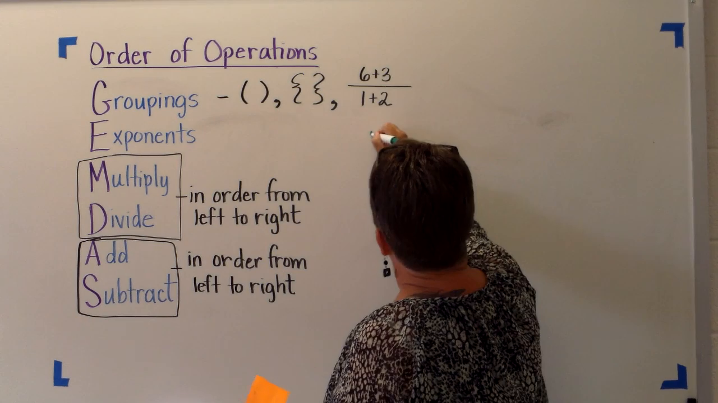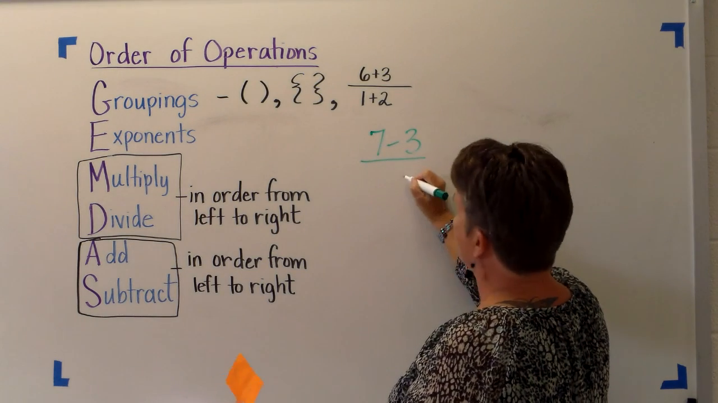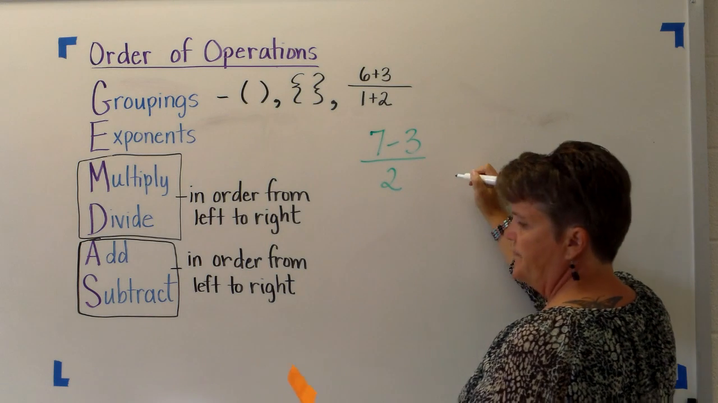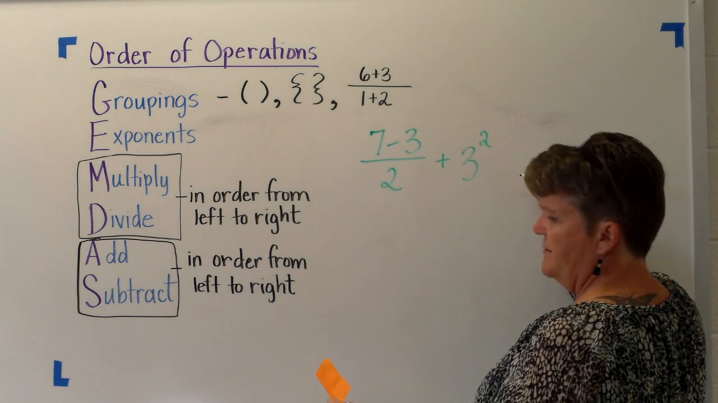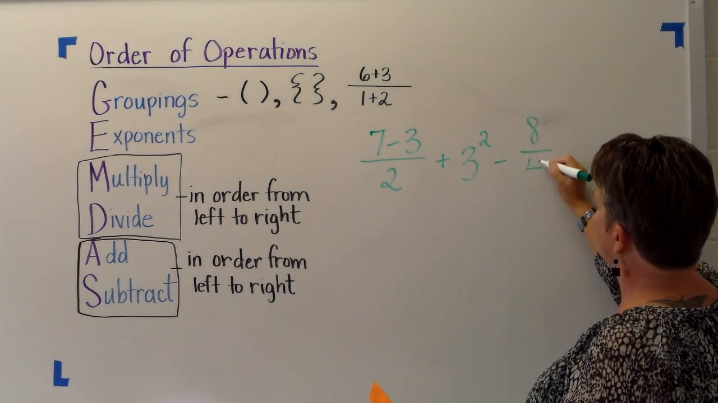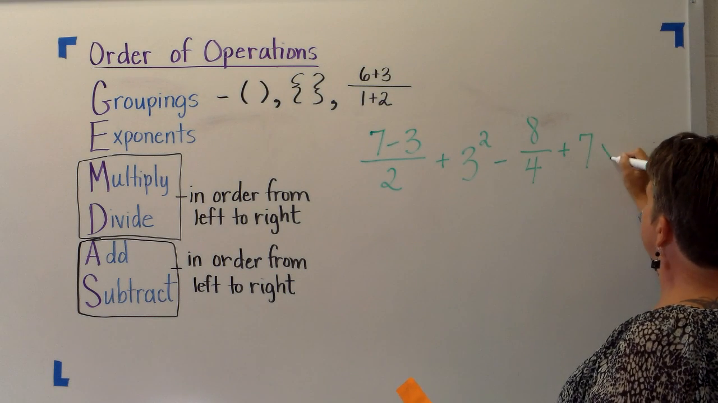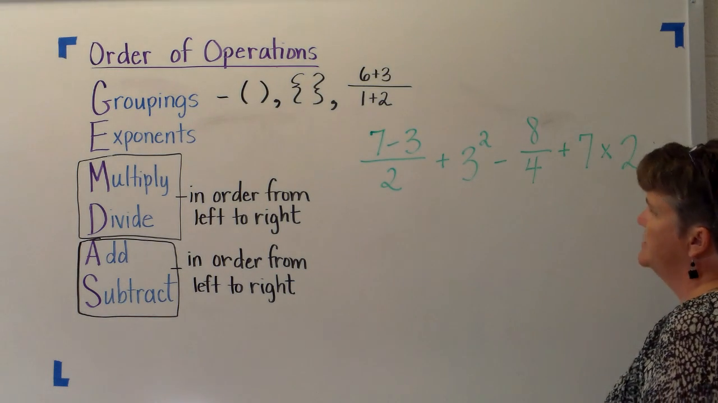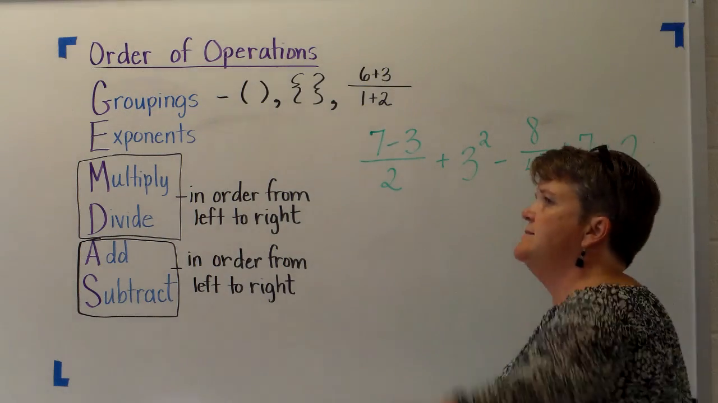The next problem is 7 minus 3 over a division bar with a denominator of 2, plus 3 squared, minus 8 over 4, plus 7 times 2. Get that problem on your paper. If you need to, pause it, write it down, and let's look. Go back to the top.